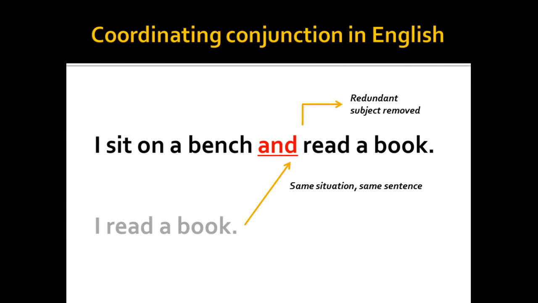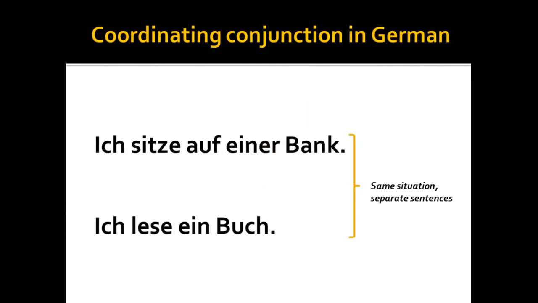What does it look like in German? So, ich sitze auf einer Bank, ich lese ein Buch. Again, we have the same situation as described in the English example. It's one situation, but I'm using two separate sentences to describe it. So, ich sitze auf einer Bank, ich lese ein Buch. It sounds sort of clunky.